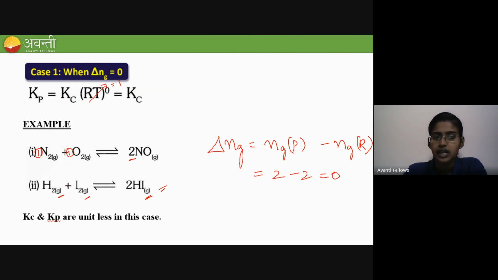Okay. And Kc and Kp are unitless in this case. There is no unit for Kp and Kc for the delta Ng equal to 0 case. Clear? Then we'll move on to case 2.